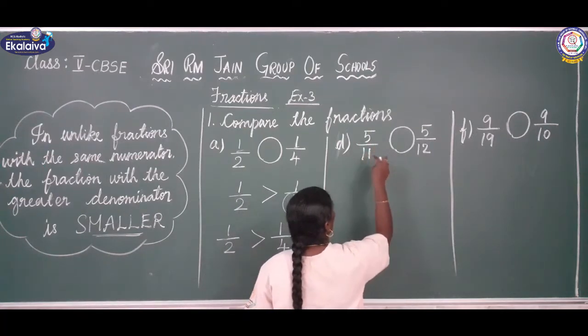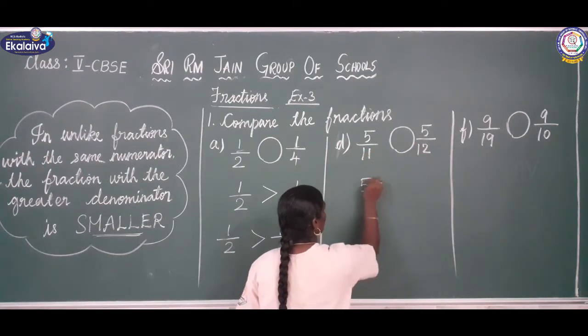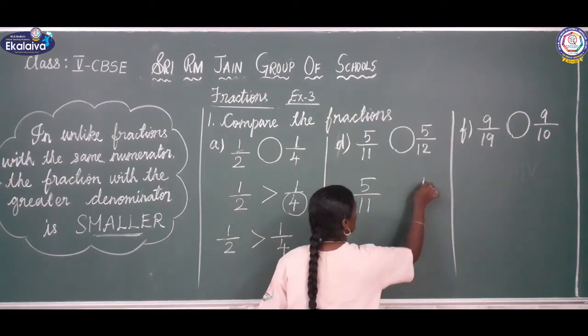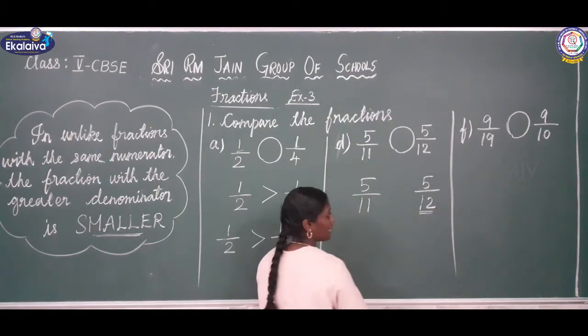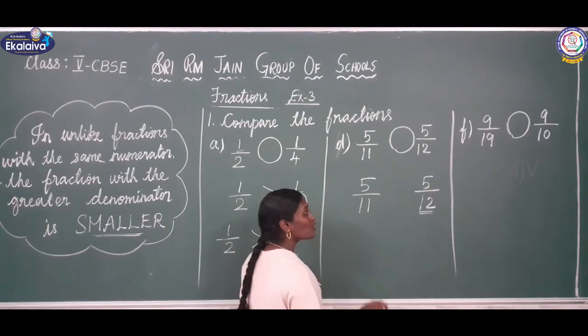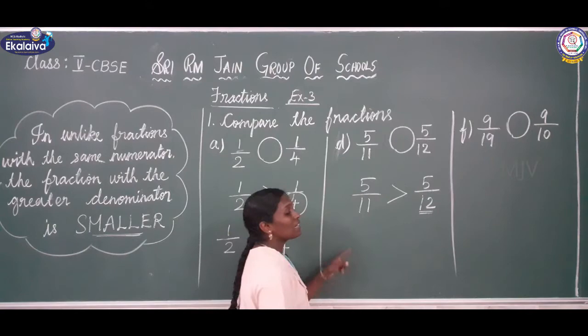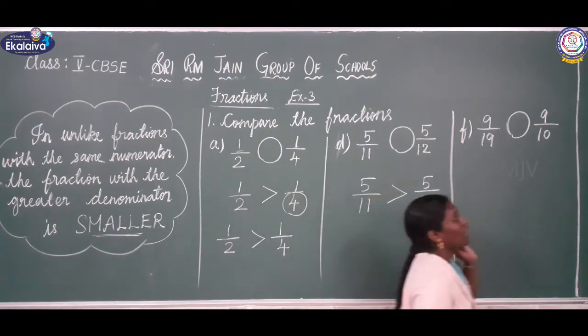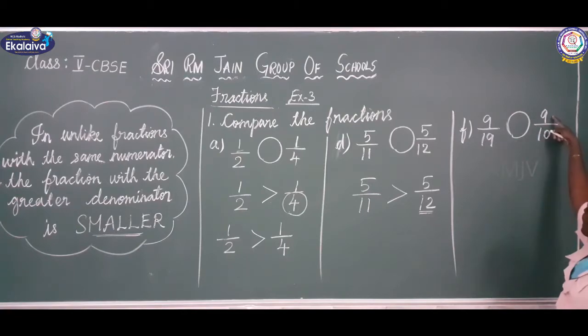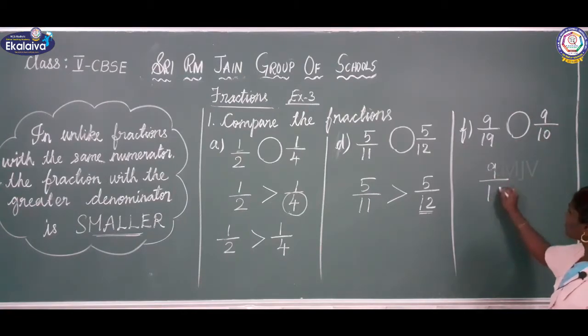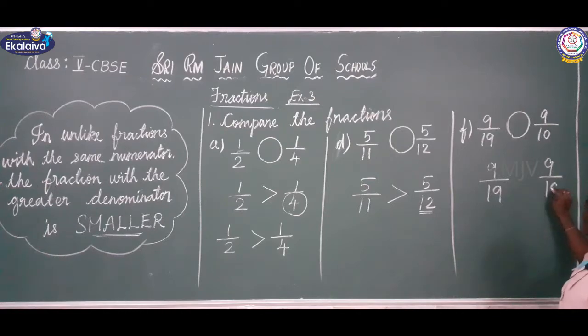Okay, the next one, 5 by 11 and 5 by 12. Here which denominator is greater? 12 is greater. So this fraction is smaller. So 5 by 11 is greater fraction. Here 9 by 19 and 9 by 10. Which denominator is greater? 19 is greater. So this fraction is smaller. 9 by 19 is smaller. 9 by 10 is greater.